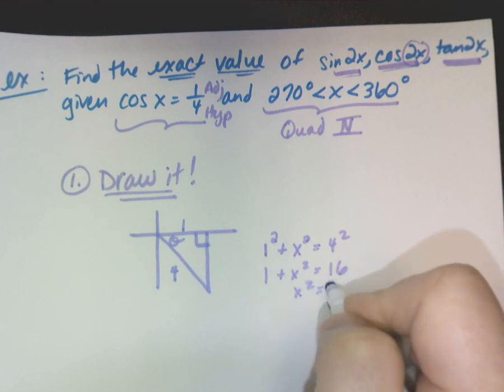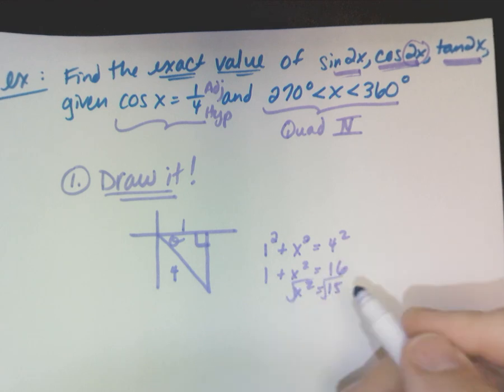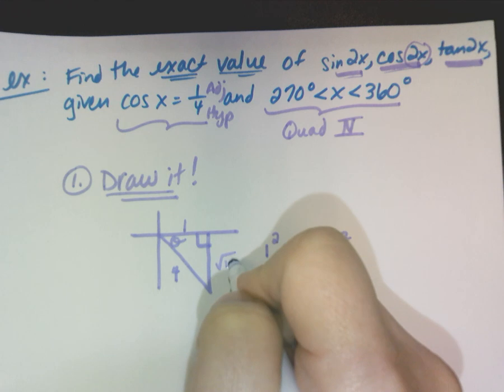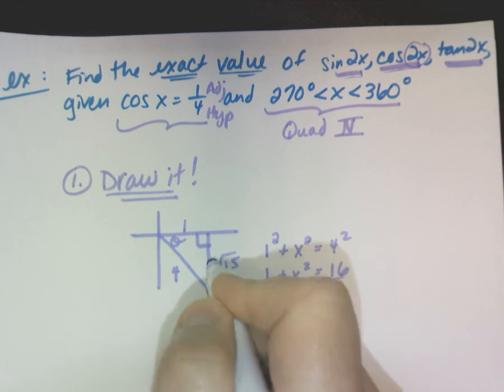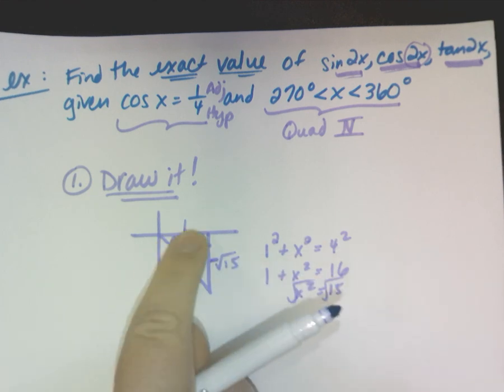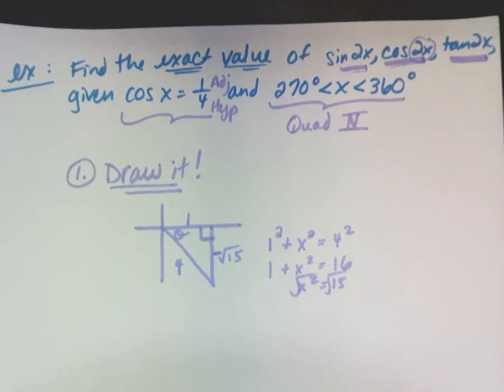So x squared equals 15. So it's the square root of 15. Be careful though. Is it positive or negative if I'm in that 4th quadrant? I'm down, so it's negative. 1 is positive, but down there you're negative, okay?